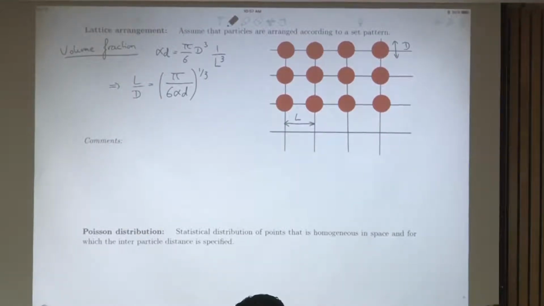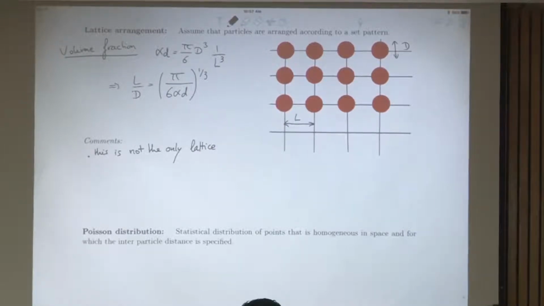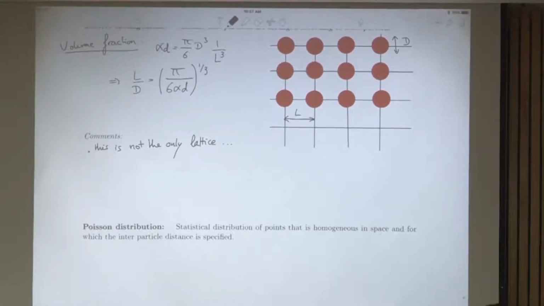So I'll make a couple of comments. So first of all, one comment is that, again, this is a made-up arrangement, and really, I should say this is not the only lattice. That's pretty obvious. This is what you would call a primitive cubic lattice. You could imagine a cubic face-centered lattice. You could put particles on the faces. There's lots of other things you could do. We're not going to worry about this. It's just one made-up configuration.